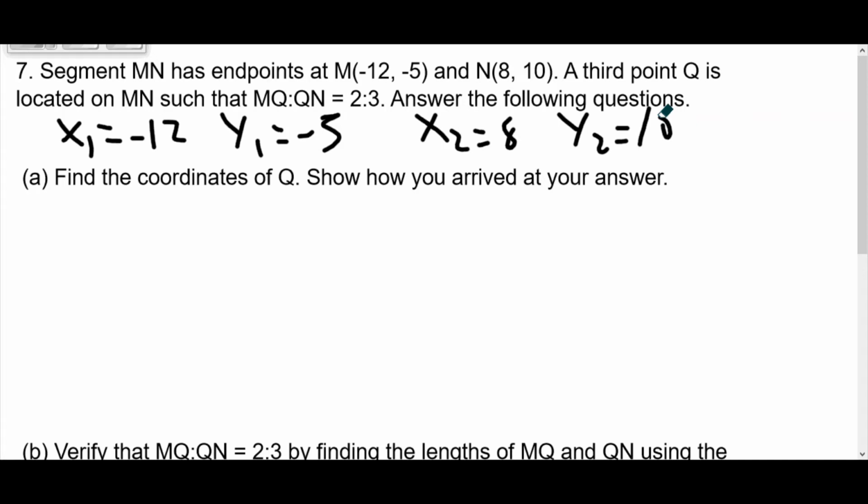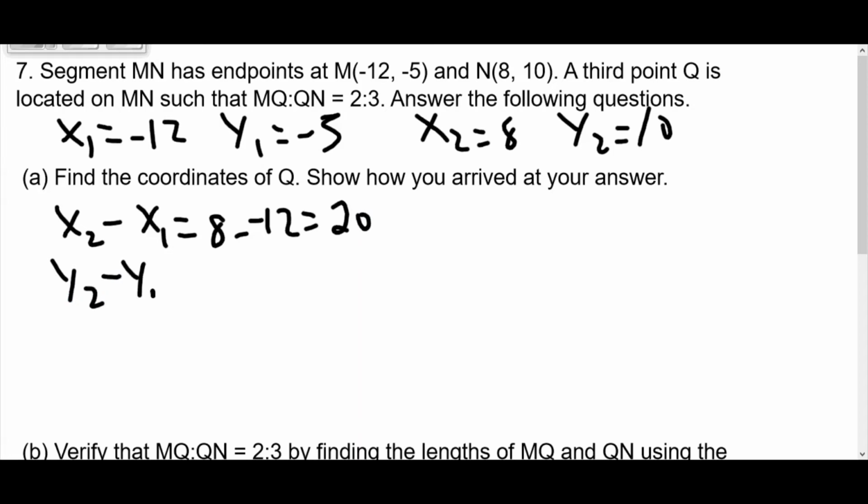So we take a look here where our x2 value is going to be x2 minus x1. So we have 8 minus negative 12, which is going to be 20 spaces. So when you go from m to n, you're moving 20 spaces to the right. Y2 minus y1 is going to be 10 minus negative 5. And so again, we go from m to n, we're going up 15 spaces.